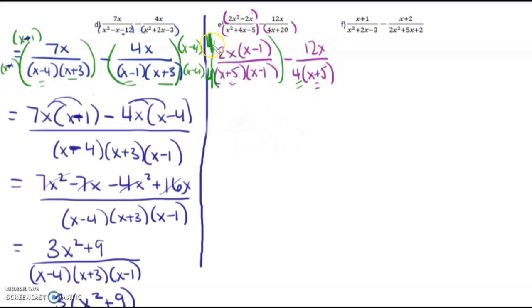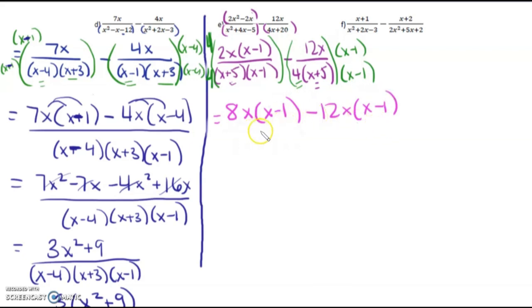rational expression. So multiply the top and the bottom by 4. And we're missing an x minus 1 in the second rational expression. So multiply both the top and the bottom. That way, we're basically just multiplying by 1. Nothing's actually changing. So I get 8x, x minus 1, minus 12x, x minus 1, all over, and we just collect these now, 4, x plus 5, x minus 1, that's it.